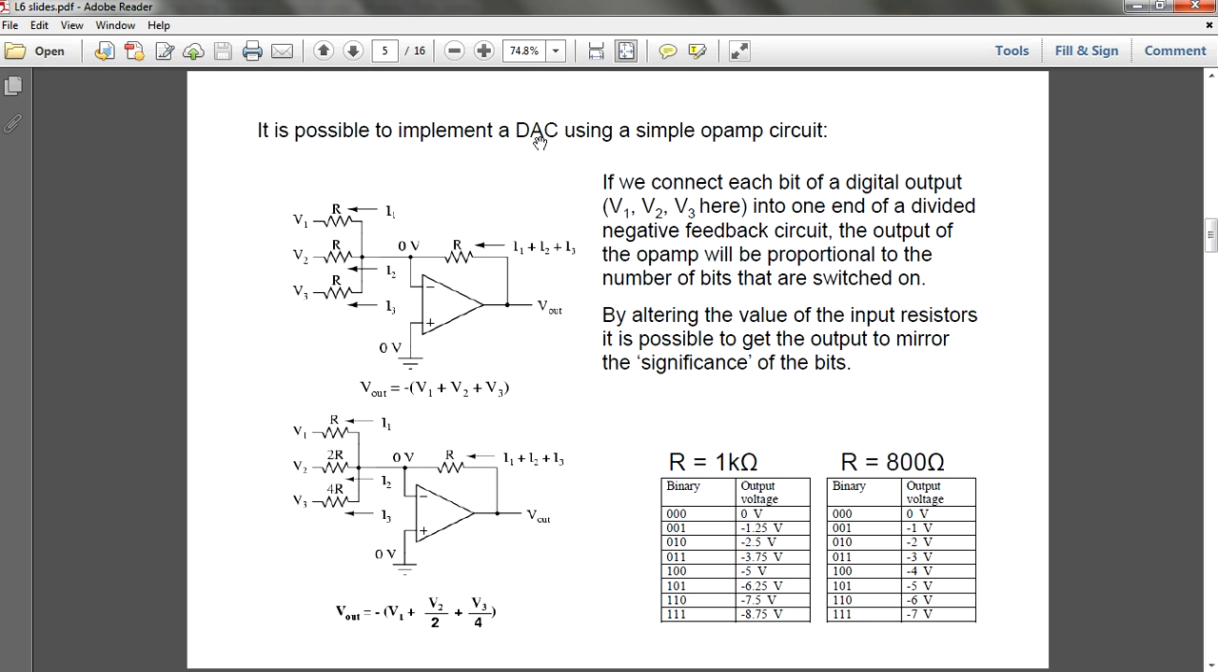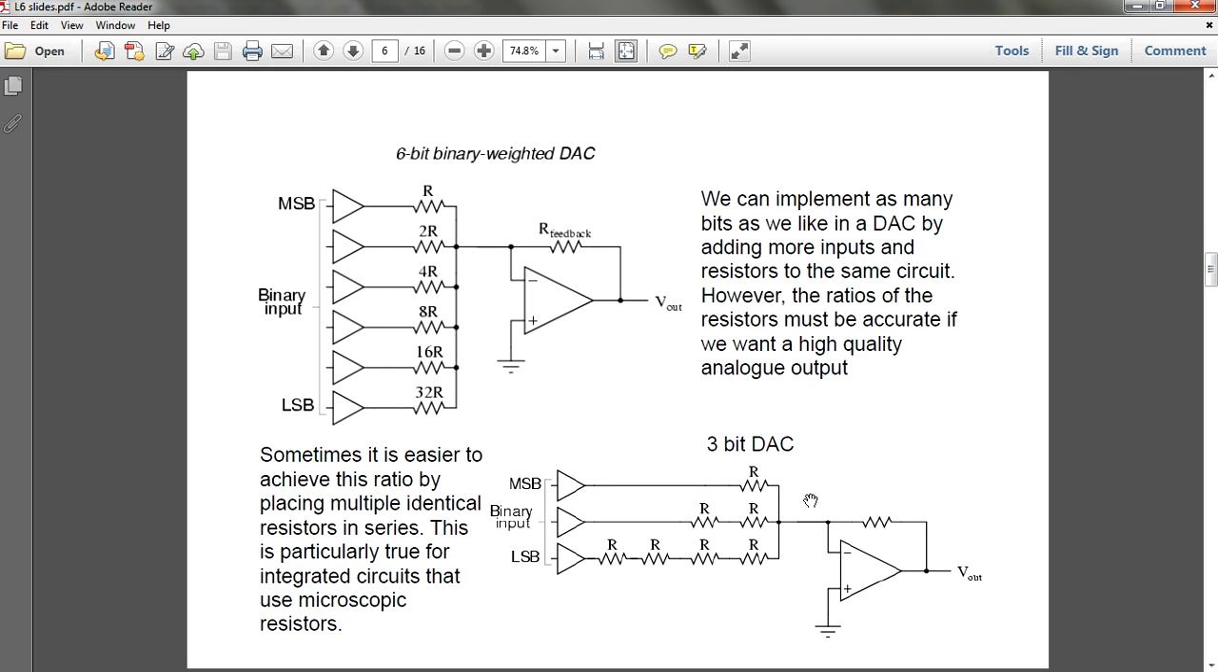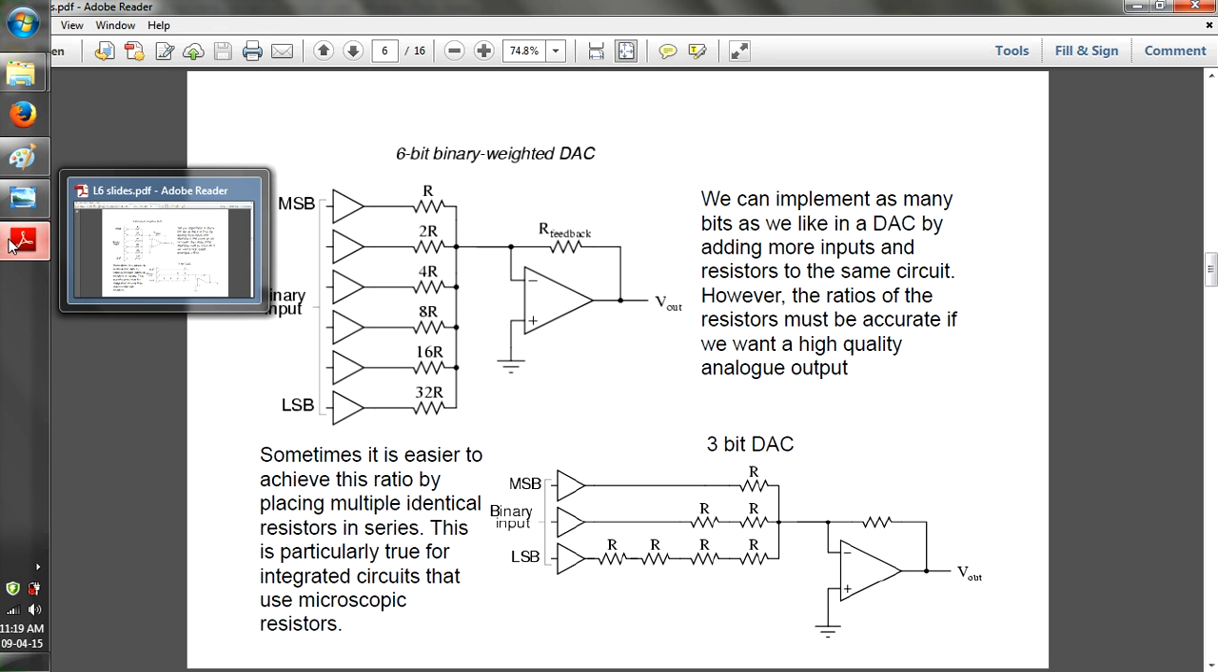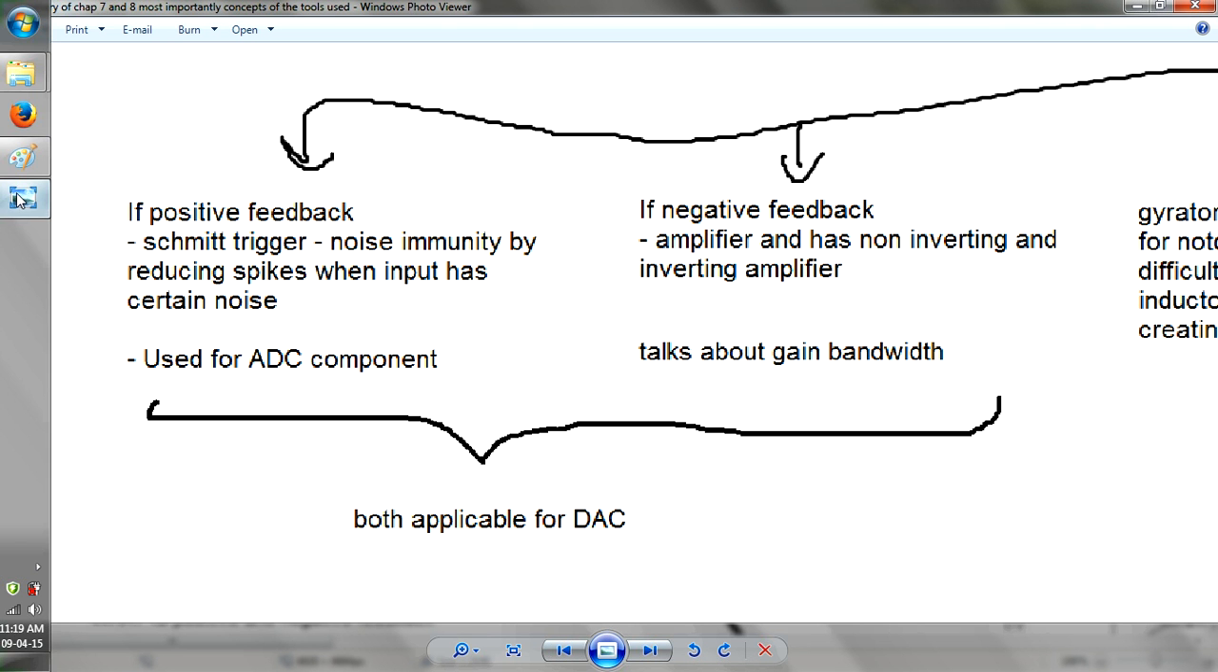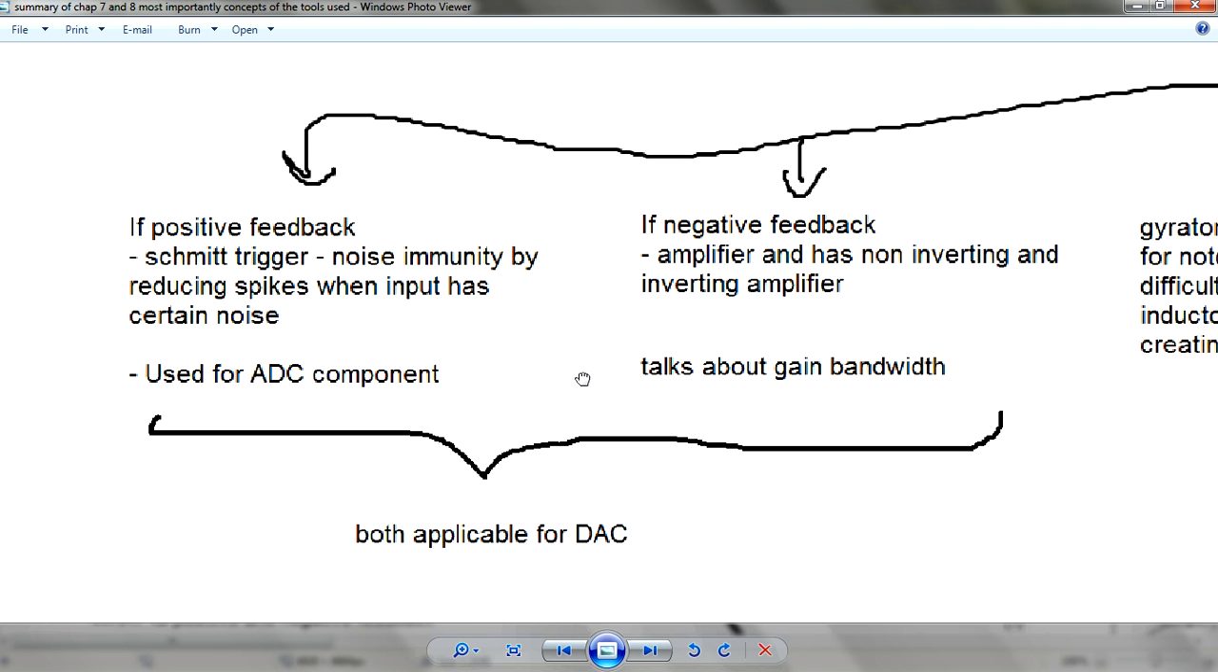I believe that a DAC can also be connected on the positive side. This is a thing that I might not explain now. So let's go back to where we left off.